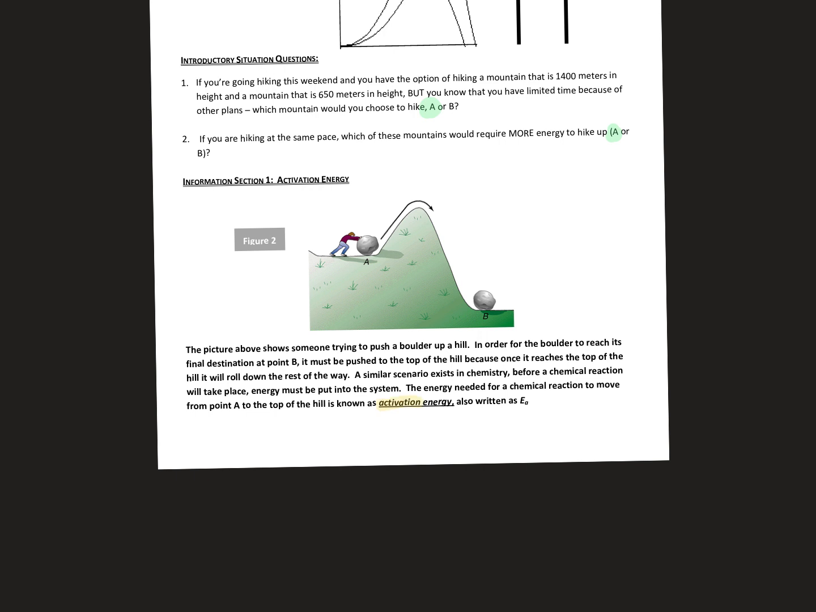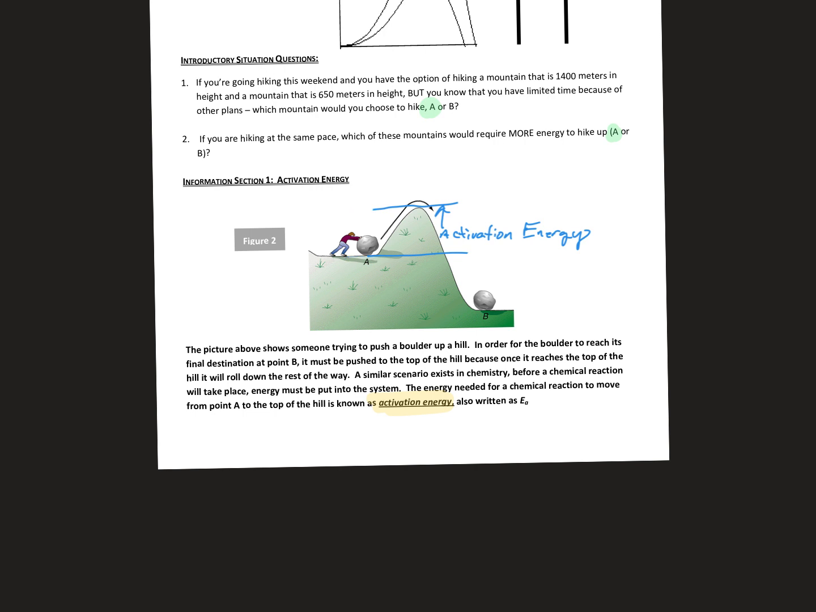So we've mentioned this several times over the last week, and it's important that you understand that the energy from where the reactants start here to the top of the first hill here, this energy is known as the activation energy. The energy required to go to the top of that hill.